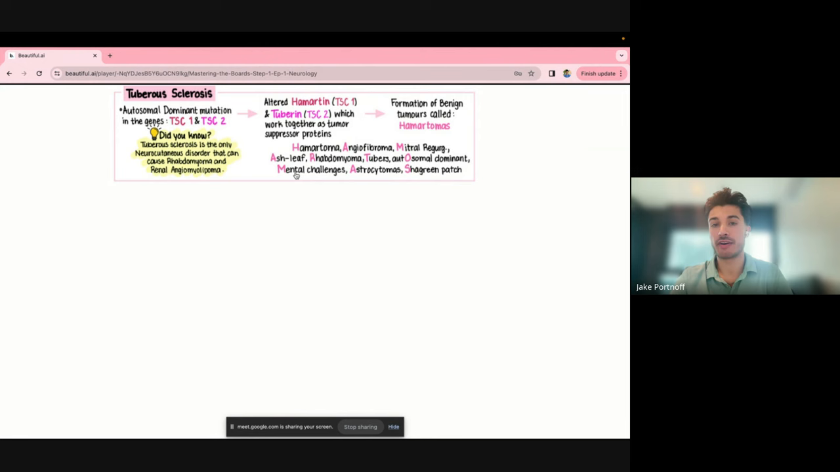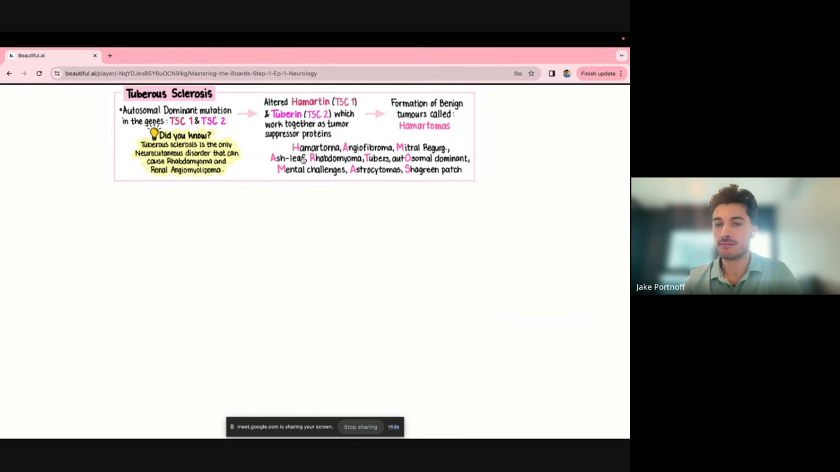So, tuberous sclerosis, a really, really key one for this, and why I put it on that vignette is because tuberous sclerosis is the only neurocutaneous disorder that can cause that cardiac rhabdomyoma as well as a renal angiomyolipoma. So they often test these ones. They often like testing exceptions, and tuberous sclerosis is one that has the rhabdomyoma and renal angiomyolipoma. So those are two ones you want to really, really recognize for your USMLE, okay? You can remember hamartoma as the mnemonic here.